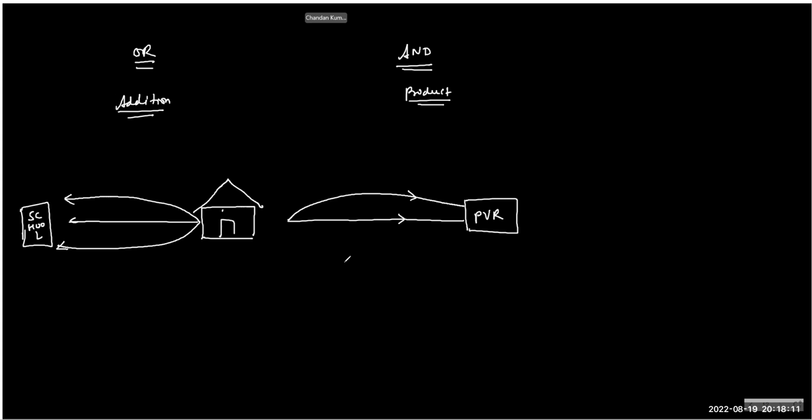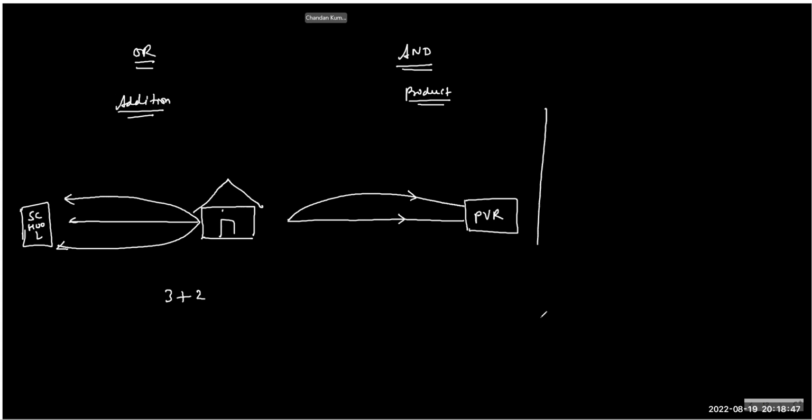So what is the total path available here? Either to go to school or to go to PVR. To go to school, I have three paths. But to go to PVR, how many paths do we have? Two paths. So the total is 3 plus 2, because I'm saying either you can go to PVR or you can go to school. If you go to PVR, you have 2 paths possible, but if you go to school, you have 3 paths possible. So the OR means we are adding the situations.